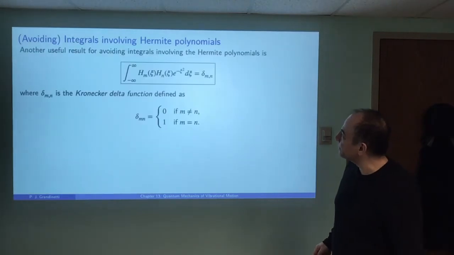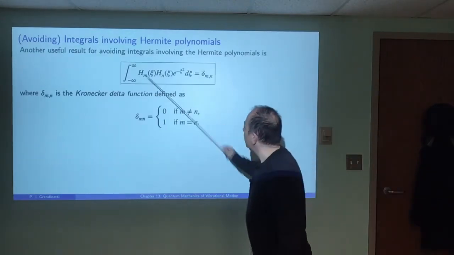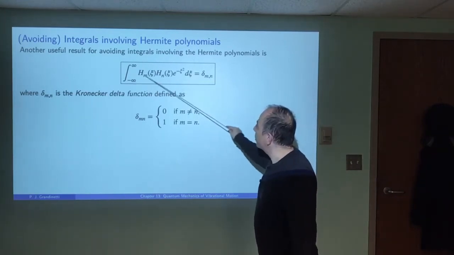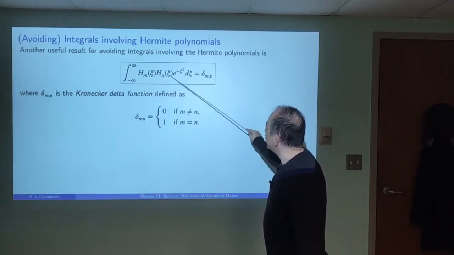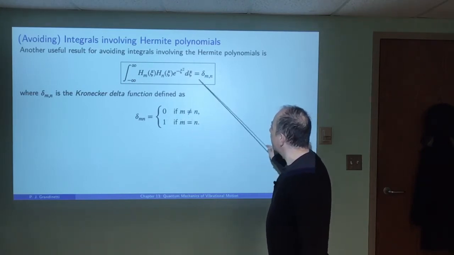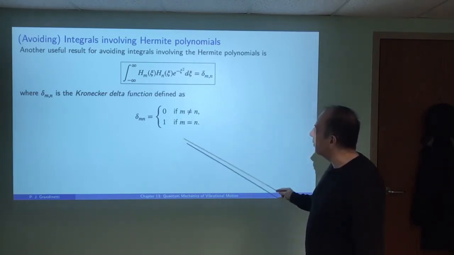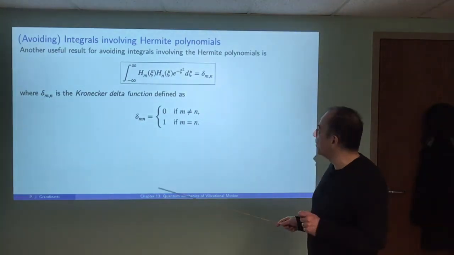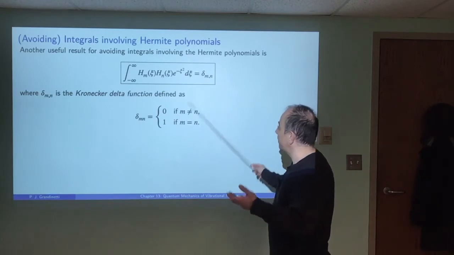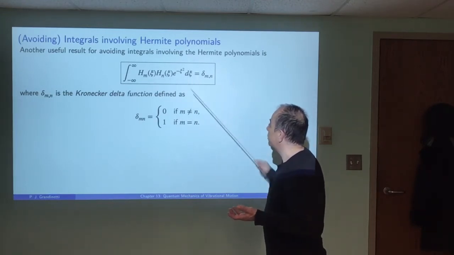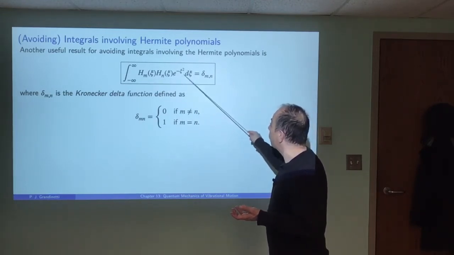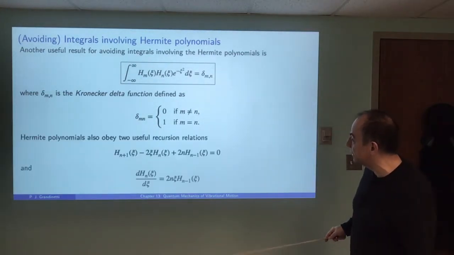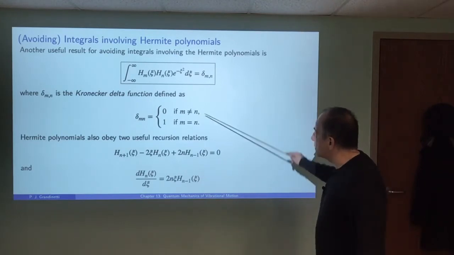Okay. Now, another useful result that we'll use is that the integral of these Harmonic polynomials with this e to the minus xi squared here is going to be equal to 0 unless m and n are equal to each other. So that's another great simplification, because anytime you bring together these Harmonic polynomials in the integrand with this form here, then we know right away whether it's non-zero or not. We're going to use this here in a second.